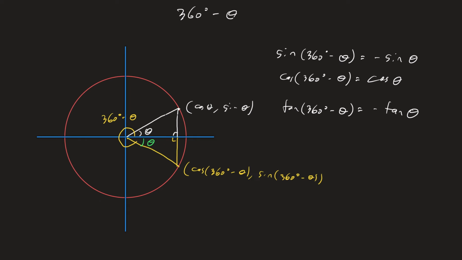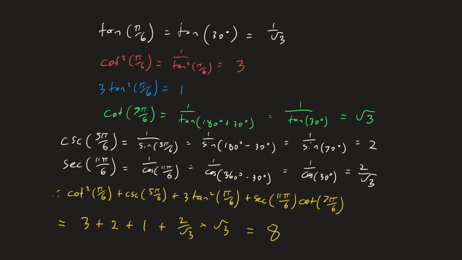Finally, for 360 degrees minus theta, then our two triangles look like this. Again, the triangles are the same, just one's a flipped version of the other. And looking at the coordinate here, we see that the x-coordinate is positive, so cos does not change sign, but the y-coordinate is negative, so therefore the sine term has a flipped sign. Tan, being sine on cos, therefore also changes sign, because only one of these two has got a sign change here. Finally, we can solve the problem.